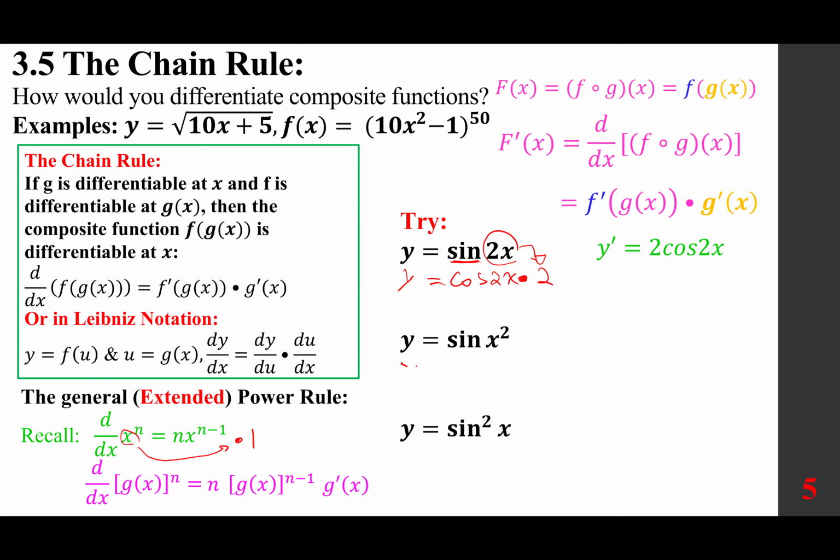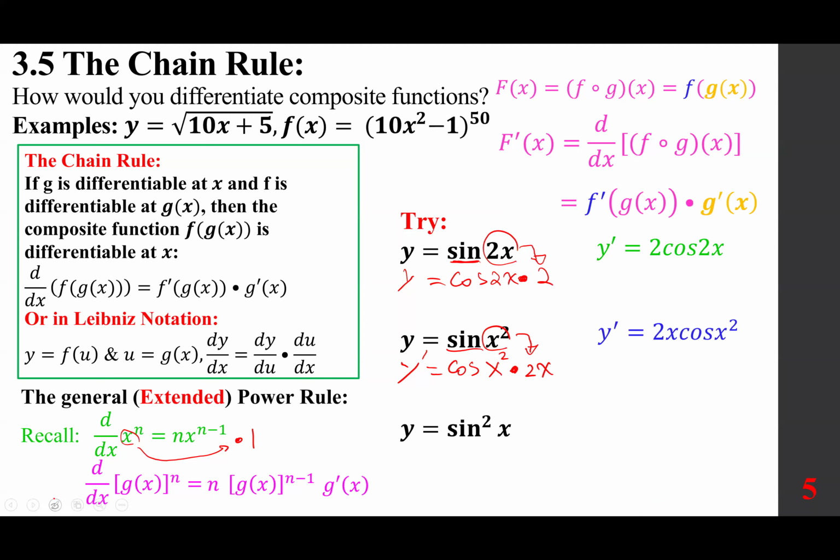Same thing happens here. Y equals sine, y equals cosine. You have to use some argument, which means the same argument. The derivative of x squared is 2x. You put that in front.